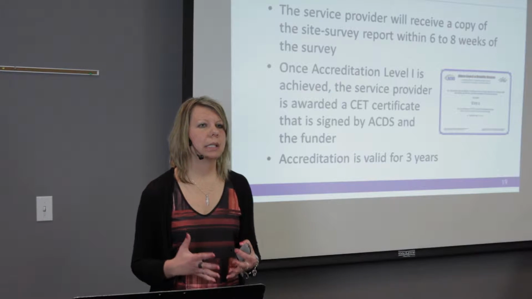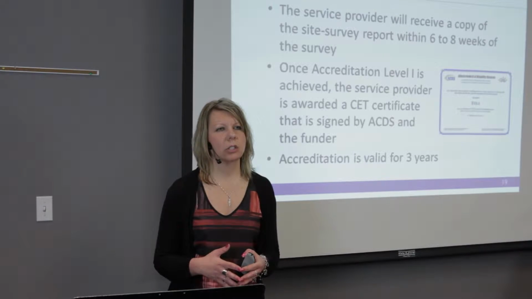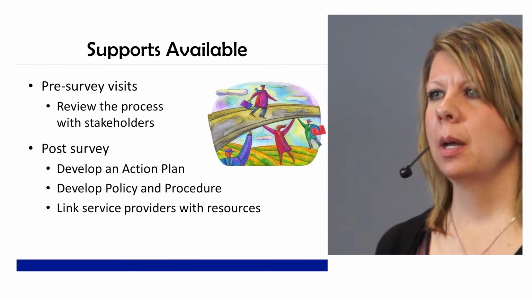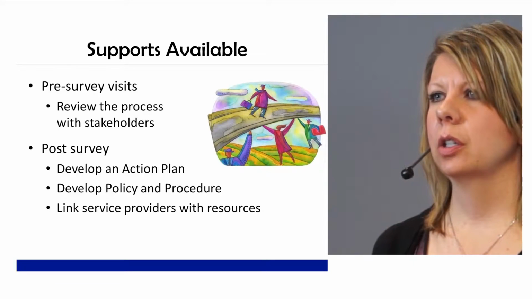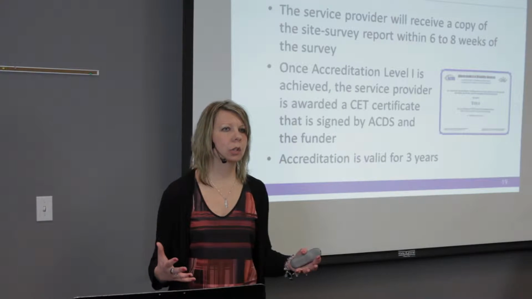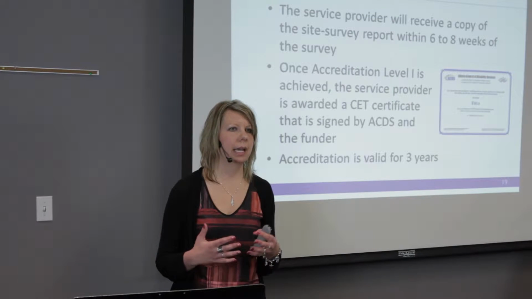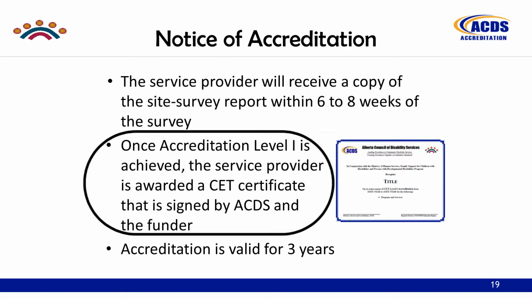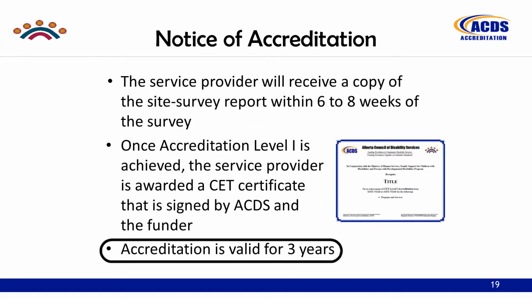When a survey team leaves an organization at the end of a survey, they cannot give an absolute pass-fail to an organization, but they can provide additional comments and talk about a general overview of the survey and what happened while they were there. At about 6 to 8 weeks, the service provider will receive the final report, and once accreditation level 1 is achieved, a CET certificate will be sent that is signed by ACDS and the funder. Accreditation is valid for 3 years.